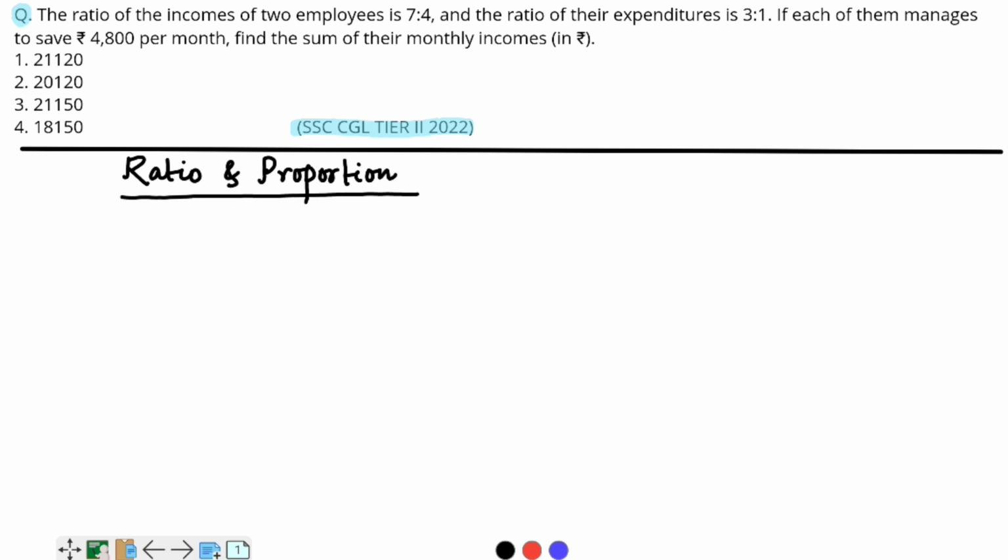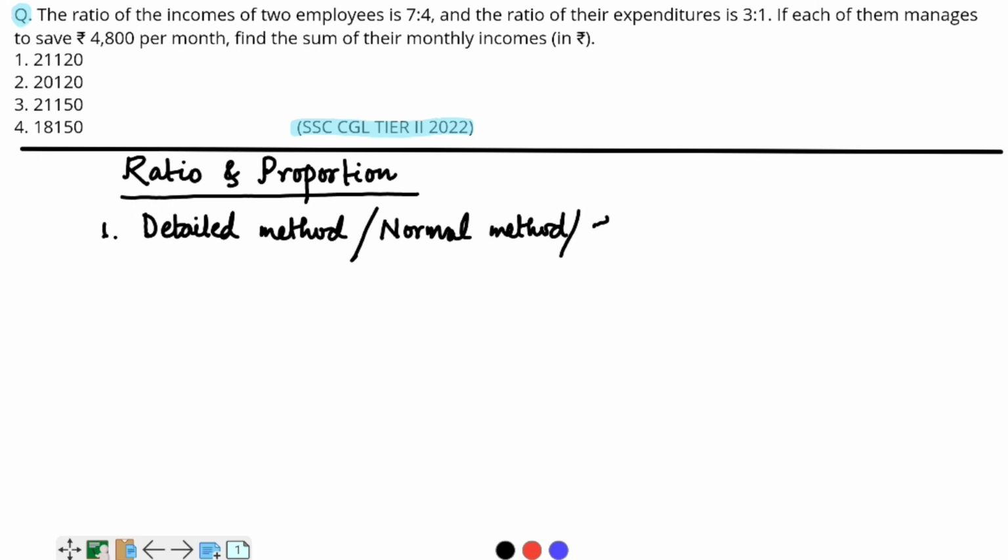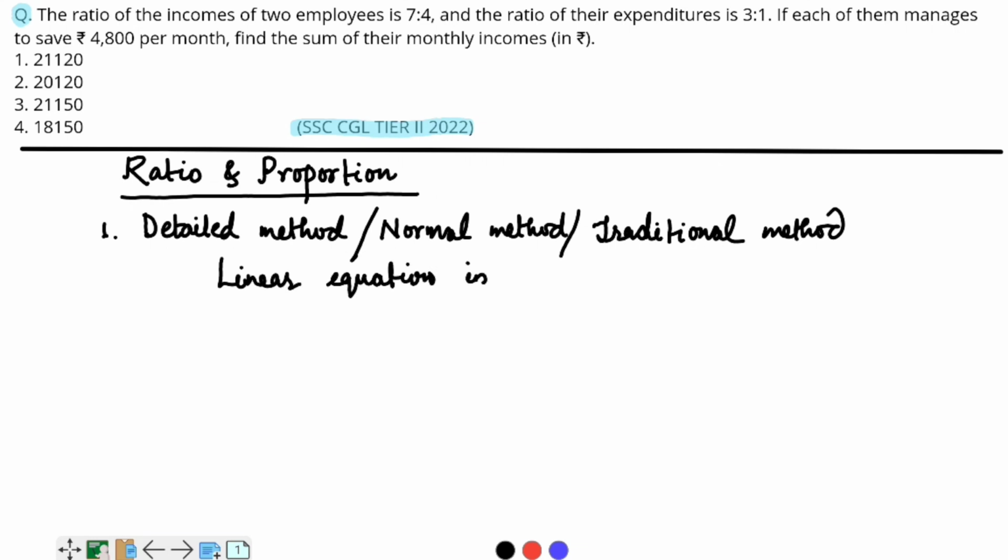The first method will be our detailed method, which we can call the normal method or the traditional method, which we all know. By the chapter, it is linear equations in two variables.